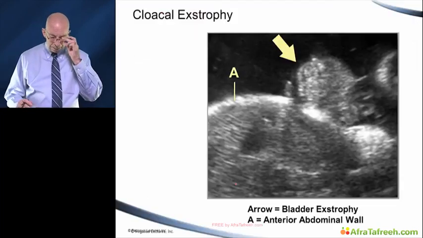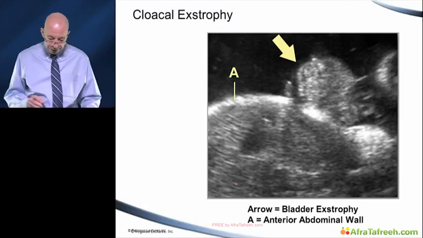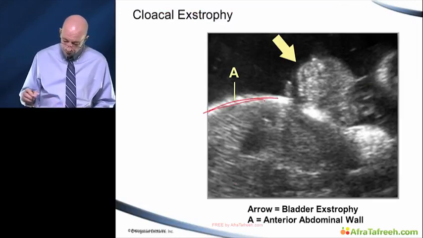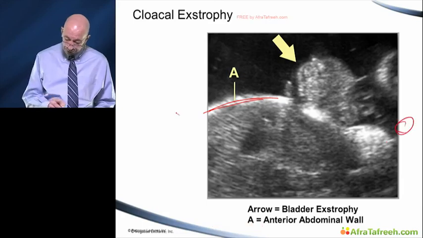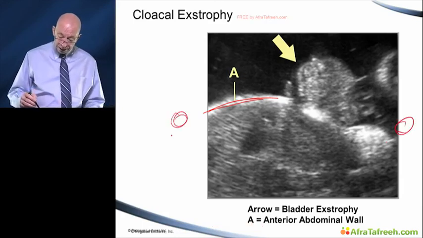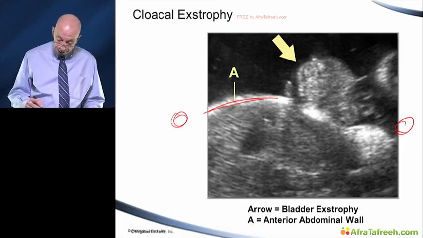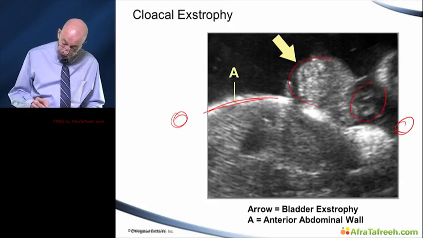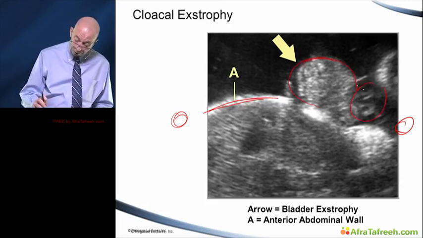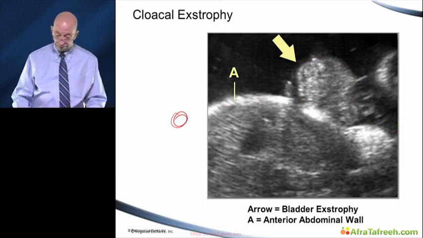And here we're seeing an example of cloacal exstrophy. This is the anterior abdominal wall. This is inferior, and this is superior. And we're seeing the triad, some of the symptoms. We're seeing the exteriorization of the bladder, and the anterior abdominal wall omphalocele.